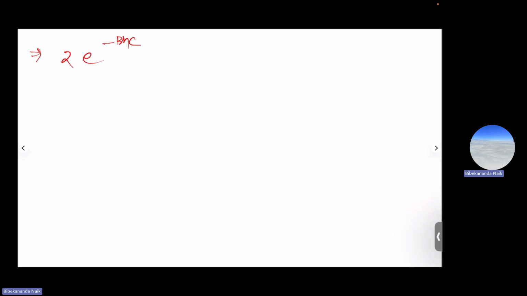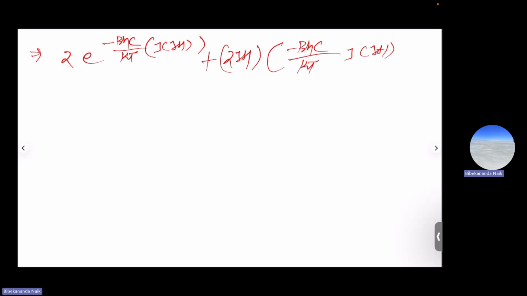So it will be 2 exponential bhc by kT j into j plus 1 plus 2j plus 1, then it will be minus bhc by kT j into j plus 1 into exponential minus bhc by kT j into j plus 1 is equal to 0.